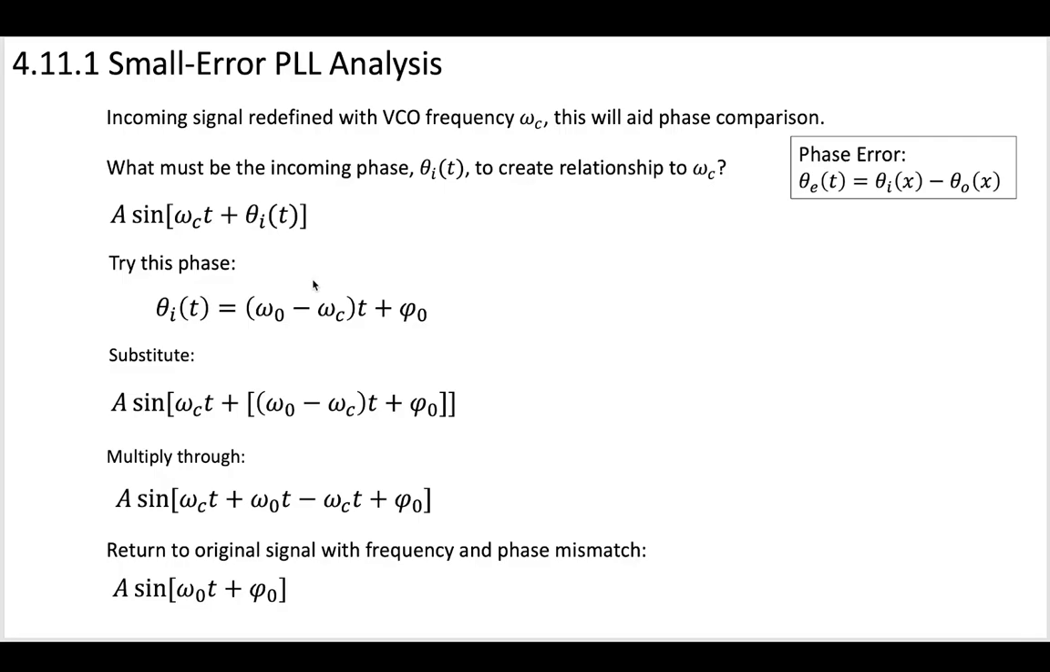and we can see that this would return the original signal with the same frequency and phase mismatch. So we're going to use this as our input phase, and we're going to try to figure out how we can get this error in the phase between the input and the output, the VCO output, to be equal to 0.